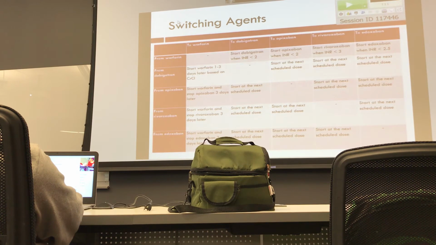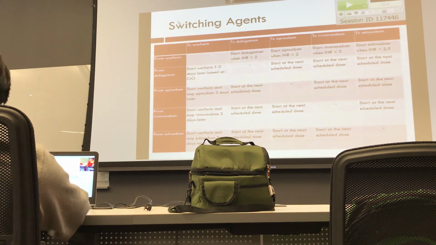Read it, Casey. Hang on, Casey's looking. The guidelines say there are no clinical trials to direct how best to switch patients from these medications to warfarin.